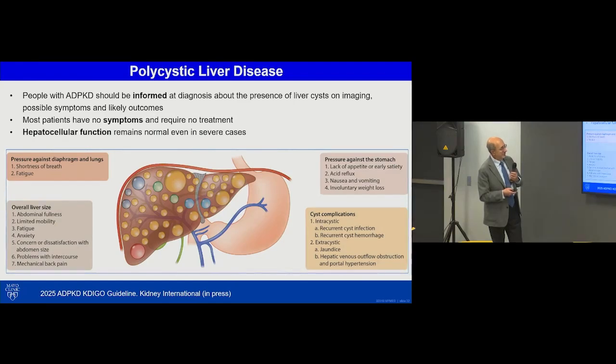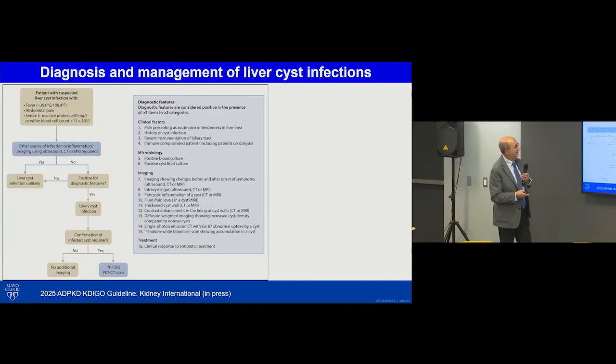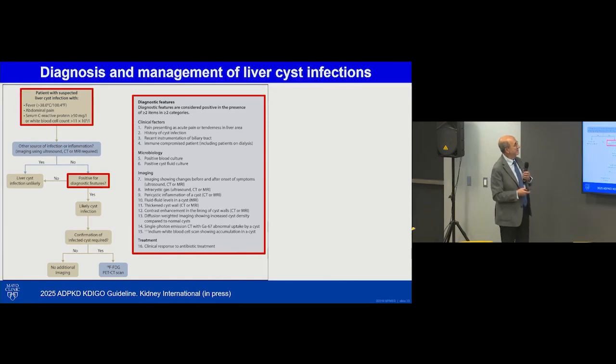So in terms of the complications of polycystic liver disease, you have them listed here and they include mostly cyst infections, hemorrhage, and compression of other structures. In terms of cyst infection, you suspect it in the presence of the triad of fever, abdominal pain, and either high CRP or white blood cell count. The diagnosis has to be based on having at least 2 positive findings of the other criteria, which include clinical factors, microbiology, and imaging.